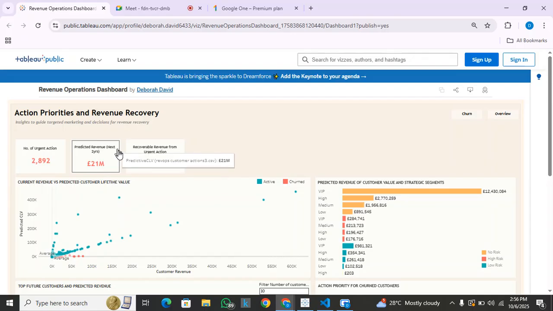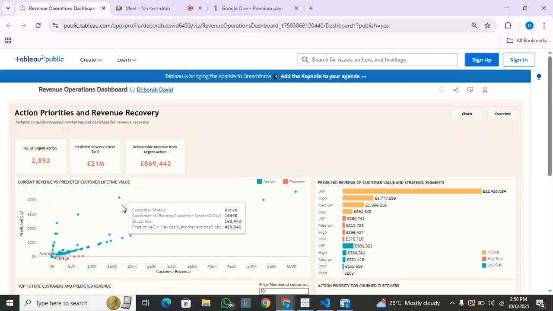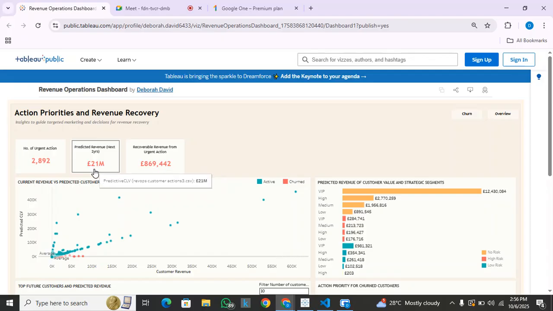2,892. The predicted revenue, as I discussed earlier on, that is the customer lifetime value. The predicted customer lifetime value, which simply translates to the predicted overall revenue, is 21 million. So this looks good compared to the last 2 years, which brought in 18 million. So if these customers are retained and they bring in the predicted revenue, this is what they are bringing. This is what the overall revenue after 2 years would look like.